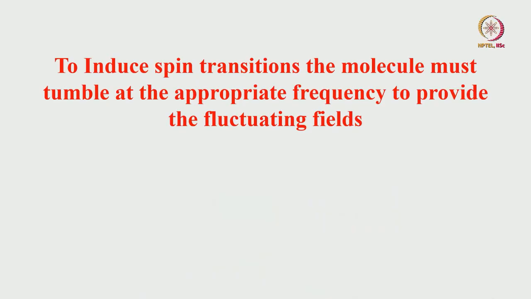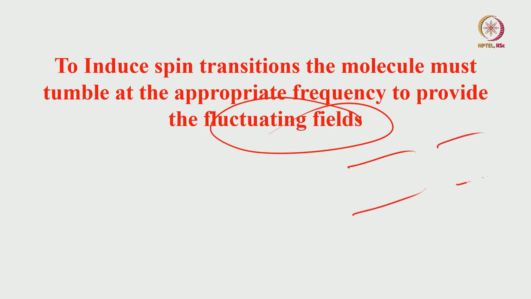Now, to induce spin transitions, molecules must tumble at the appropriate frequency to provide the fluctuating field. Remember, this is a very important point. Let us say a transition has to take place between two energy states. This has some energy. Of course, when we discussed relaxation in one of the previous courses, I discussed this extensively. To induce the spin transition, the molecule must tumble at the appropriate frequency. Then only will the spins undergo transition.